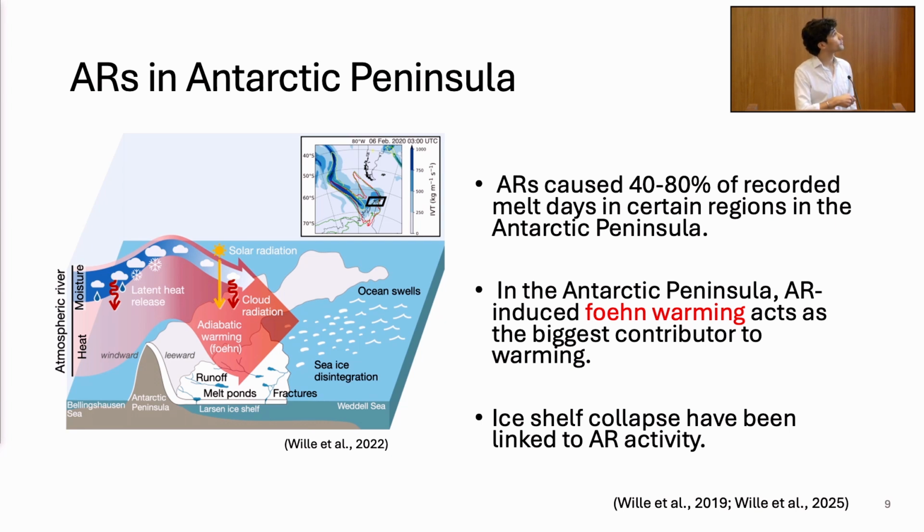Furthermore, there are also other feedback loops with this foehn warming. For example, when melting occurs, water can seep into crevices and form what are called melt ponds. And melt ponds lower the albedo of the Antarctic, which would then heat the system more because there's less reflection going on. There's also cloud formation here, which affects how much long-wave radiation can escape, trapping more long-wave radiation, again leading to more heating. And of course, ice shelf collapse has also been linked to ARs, to these processes that we just spoke about.